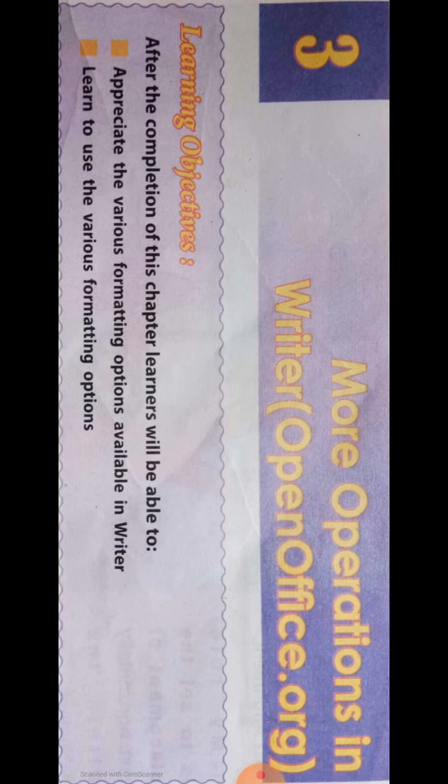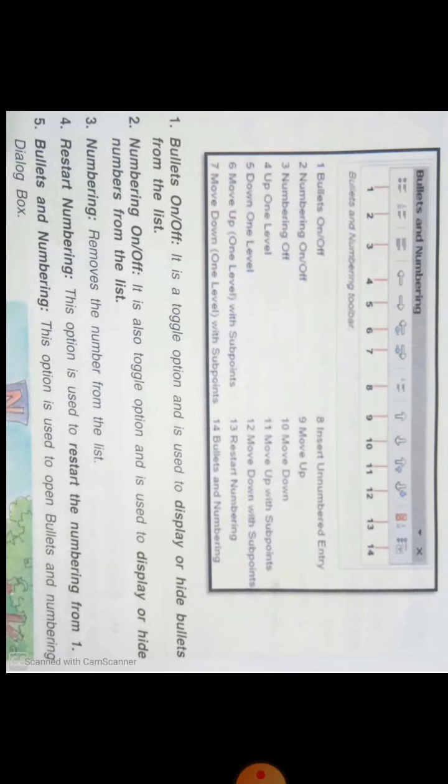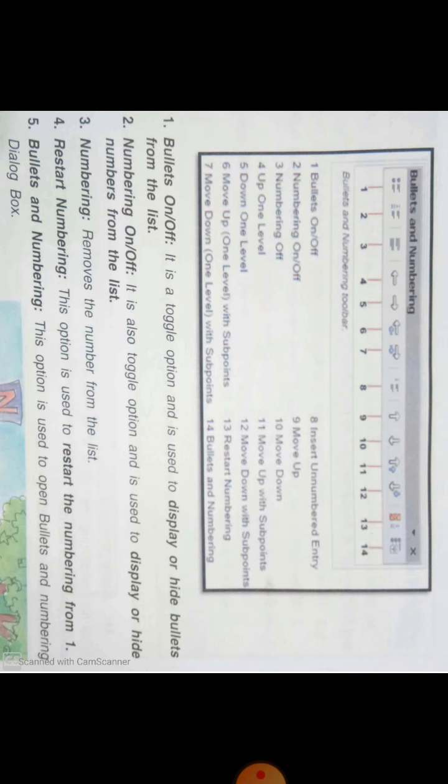Now, in continuation of chapter 3, that is more operations in Writer, we are going to discuss the next topics. Students, we can open the bullets and numbering dialog box from the Format menu also. The role of each icon is shown in this picture.